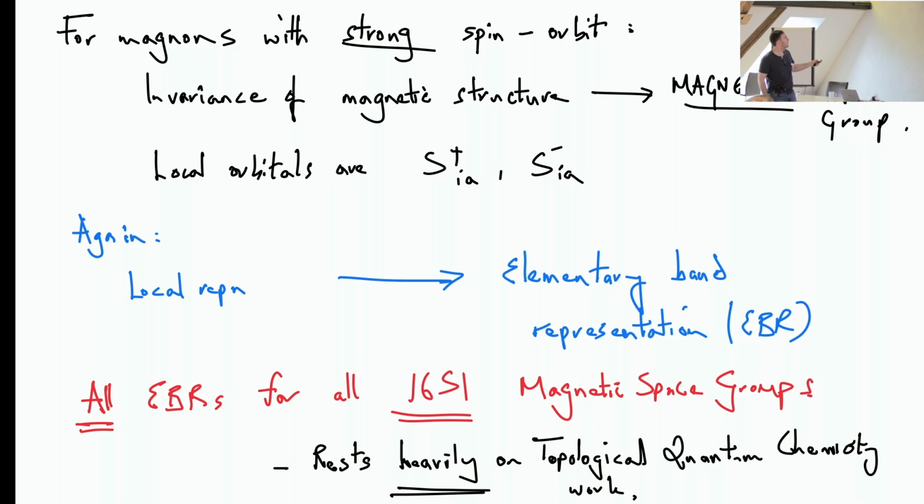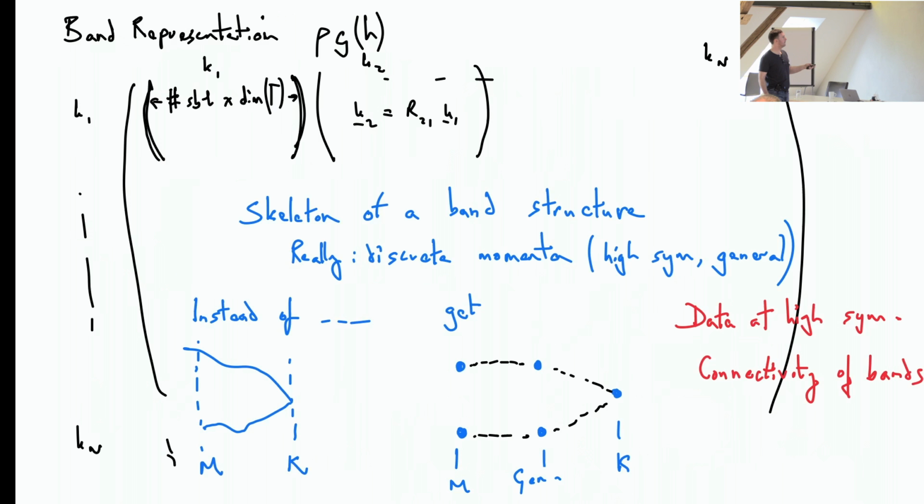Now, for magnons in the presence of strong spin-orbit coupling, we're going to deal only with the strong spin-orbit coupling limit, where we saturate the interactions with all of the anisotropic couplings allowed by symmetry, like in the Kitaev model with gamma terms and so on. And we rely on the invariance of the magnetic structure, which forms some magnetic space group. And we know that the local orbitals are these.